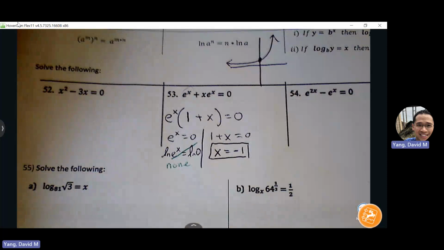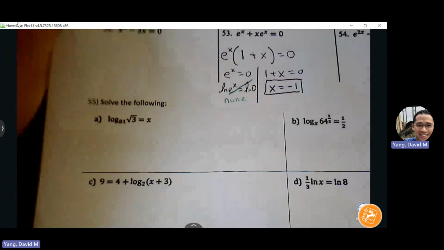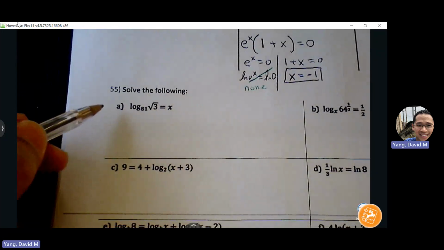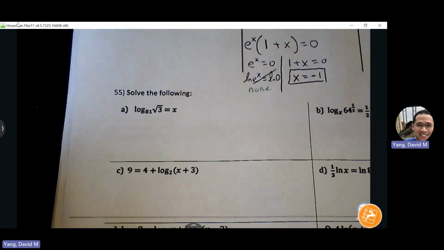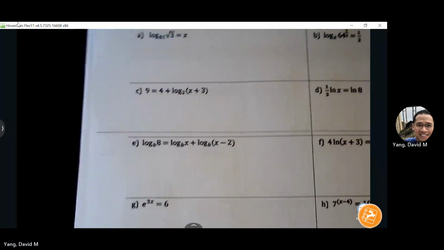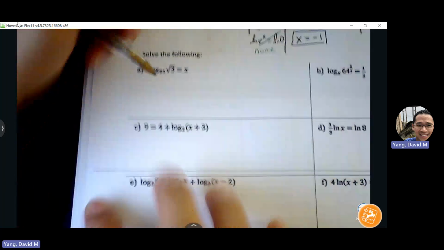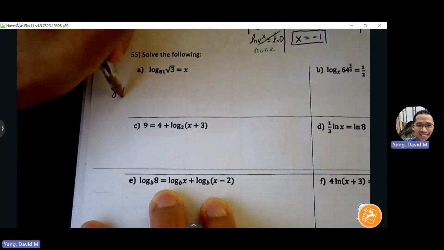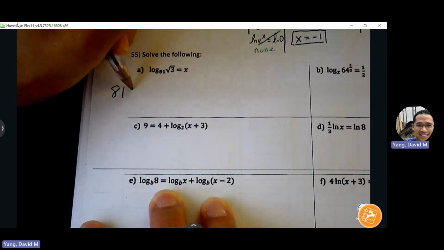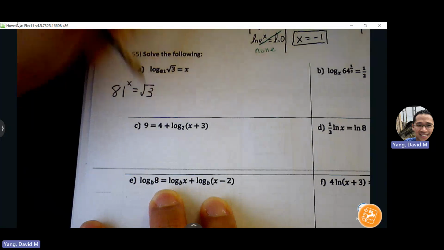Okay, let's continue through here. Let's go down this column, number 55. We'll do A, C, E, and G. Okay, solve the following. Log base 81 of root 3 is equal to x. This looks complicated because this is in that log form. If I can get it into exponential form, then I'm able to see things a little bit more clearly. So what's my base? 81. So 81 raised to the x equals root 3.